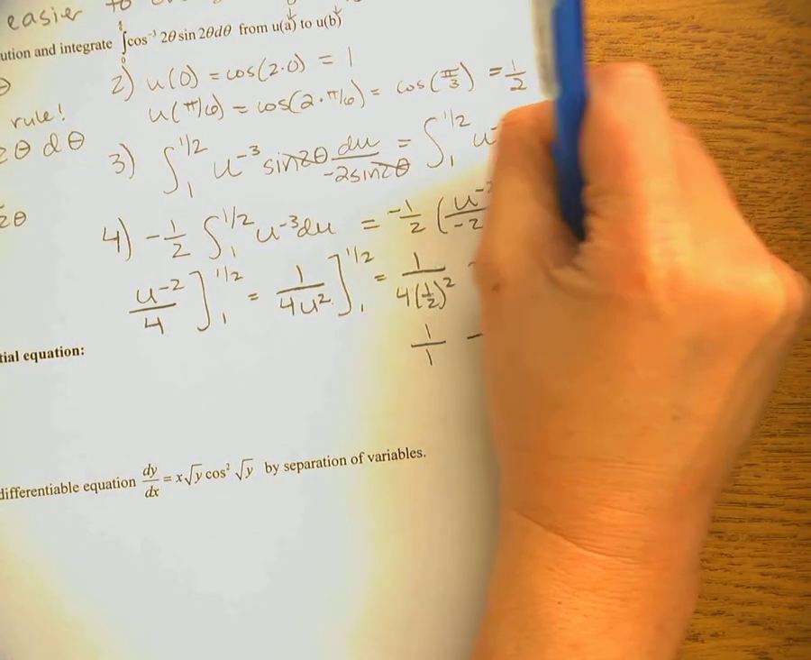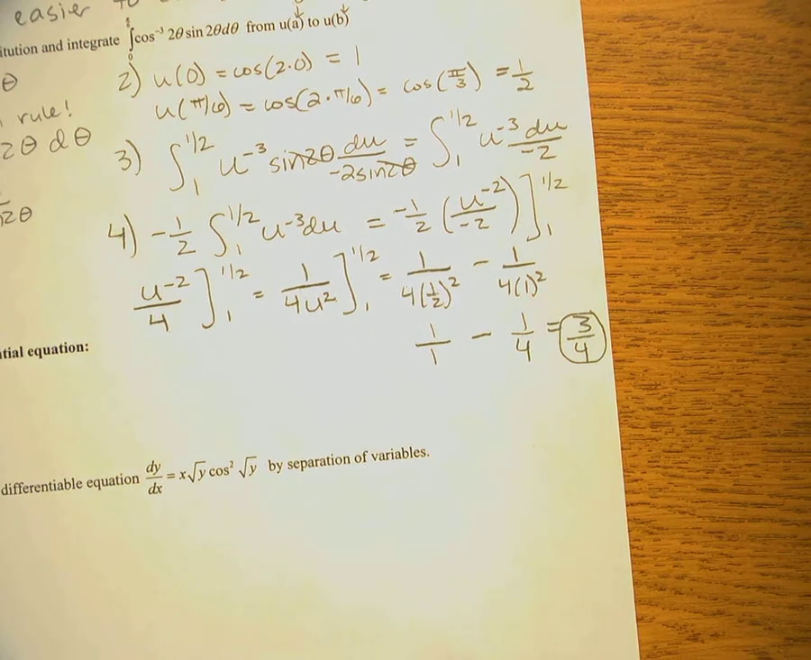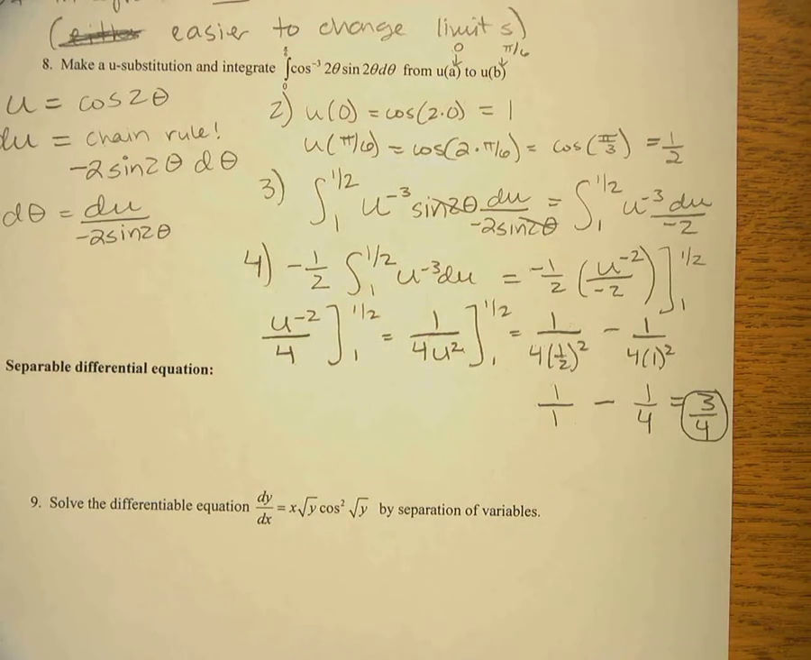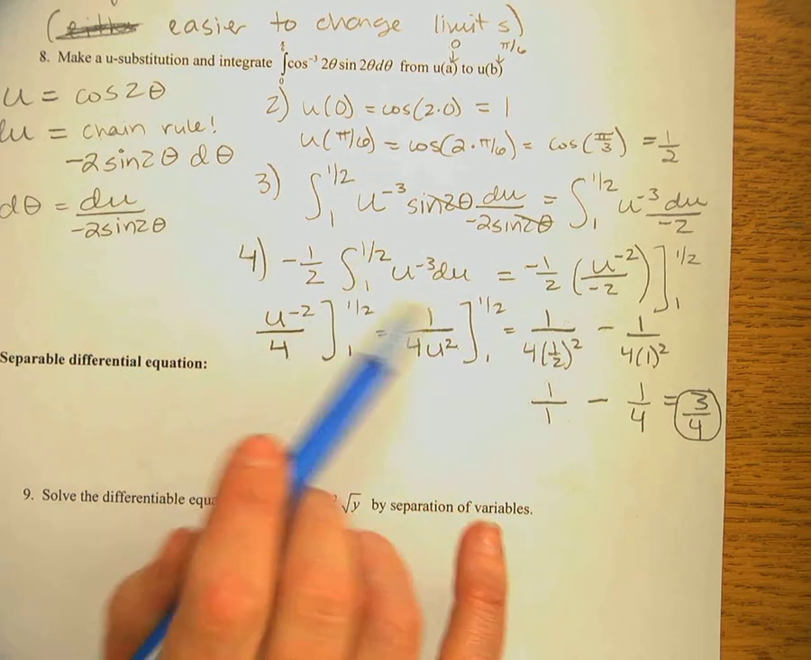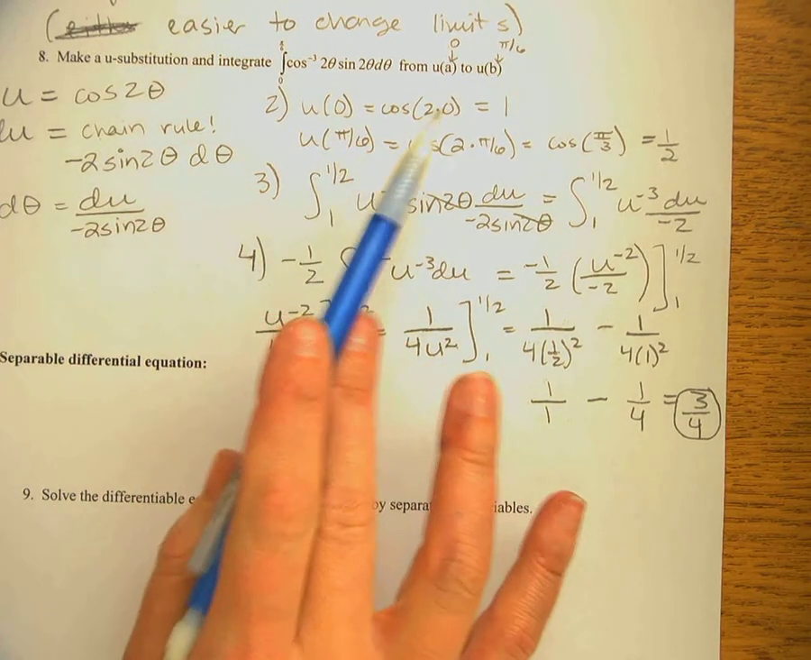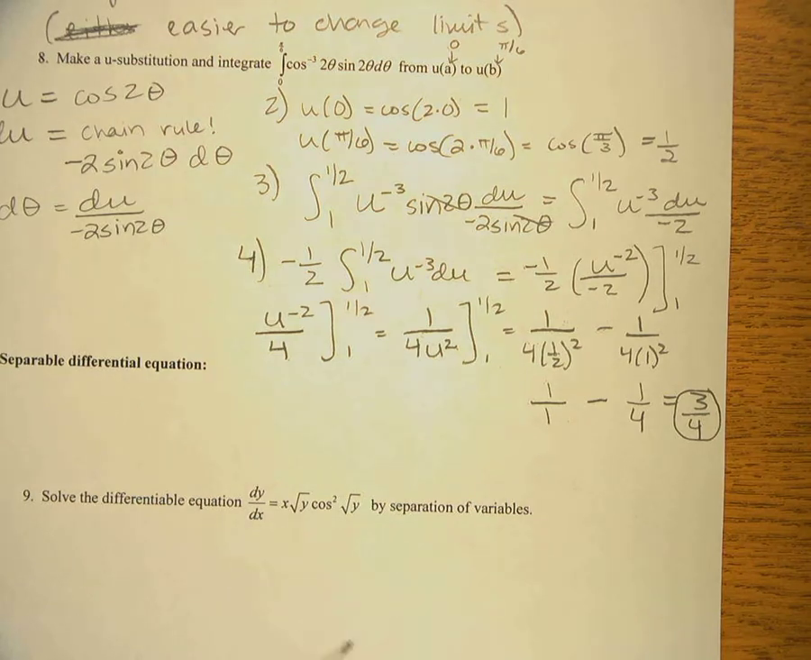Okay, that wasn't that bad. It looks scarier than it was. So that's the answer for number 8, is 3/4. And that's how it works when you have to do a definite integral. And I really strongly advise this method. Don't resubstitute at the end. Just change the limits, and it's so much easier. Oh my gosh, you'll find it's so much easier.